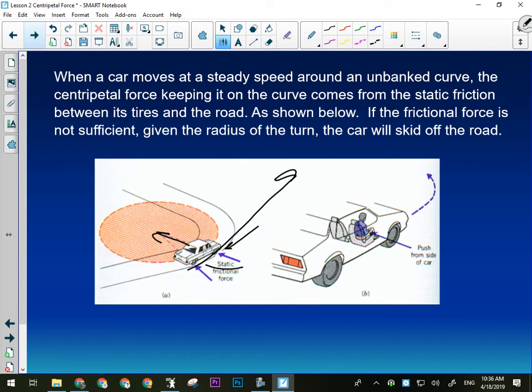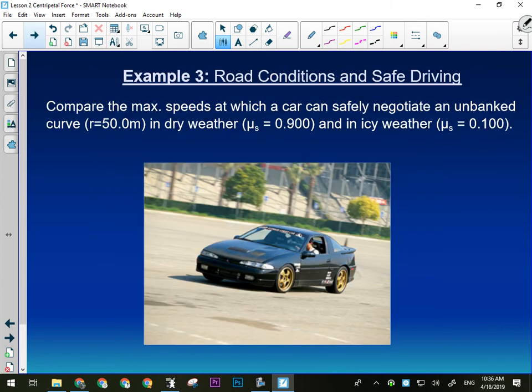So we do want to rely on static frictional force. If we lose that, then we're relying on kinetic, and we're just going to slide out of the corner and hit something. We don't want to do that. So here's what we're going to do. We're going to look at how that exactly works. What keeps me in an unbanked corner? Friction. That means my centripetal force is being provided by the force of friction.